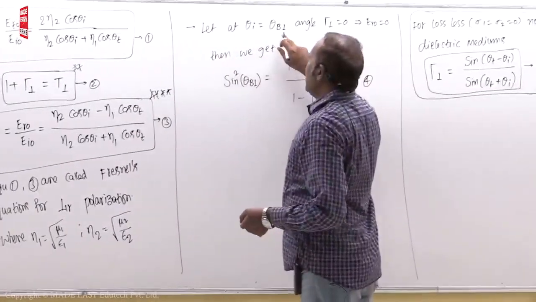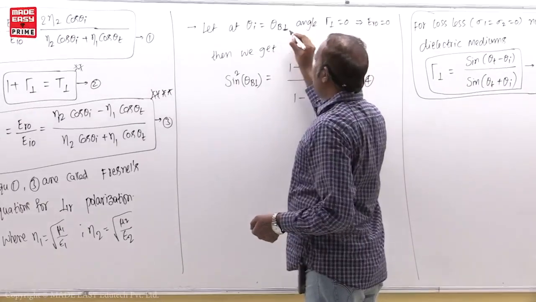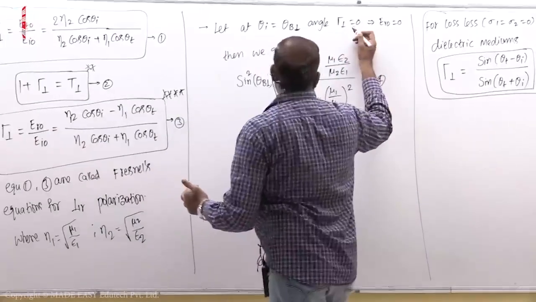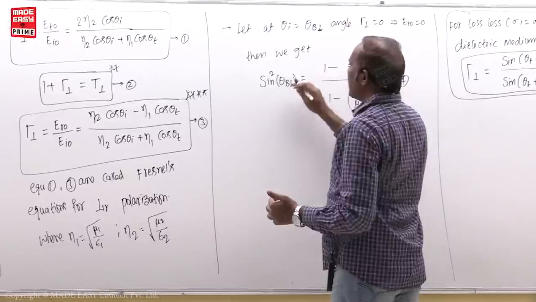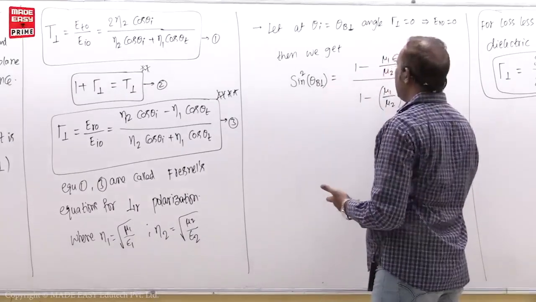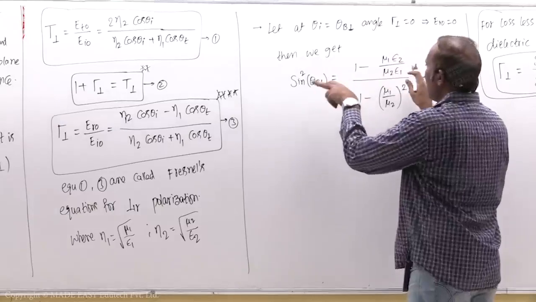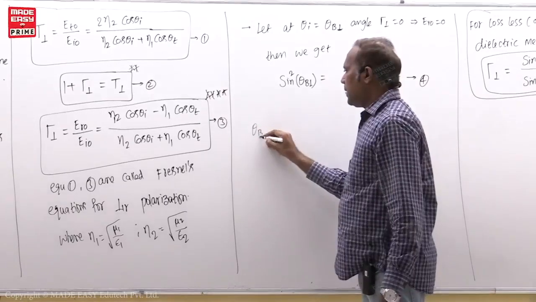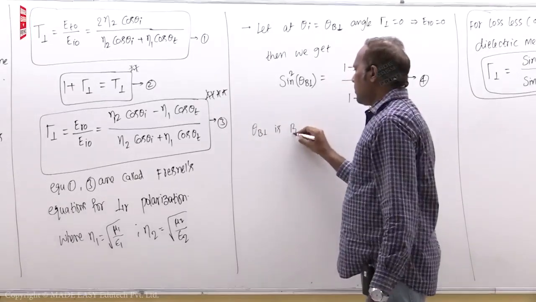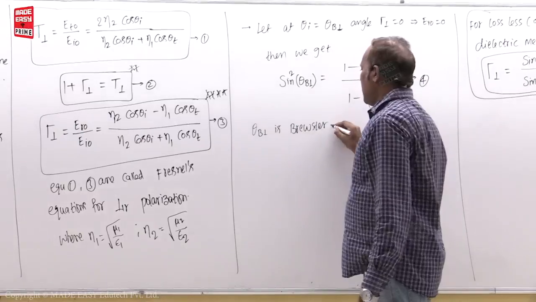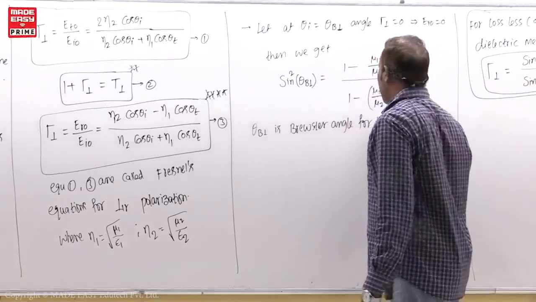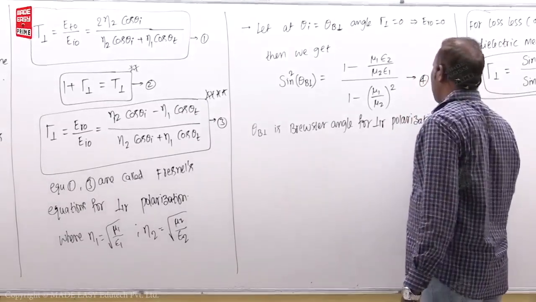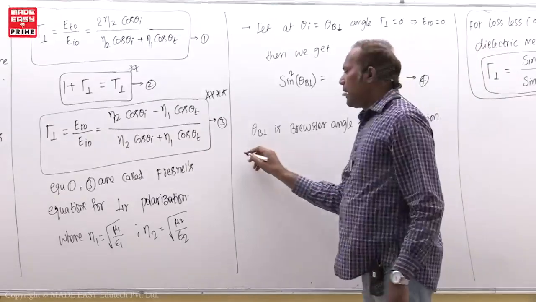At theta i is equal to theta b, the Brewster angle for perpendicular polarization, that is the meaning, the angle at which you make this 0 similar to the previous one, then E_R0 is 0, then we get sin squared theta b perpendicular, this equation. I am not putting this in the box, that is your wish to remember, but you will not get that in the examination. Here theta b perpendicular is the Brewster angle for perpendicular polarization.